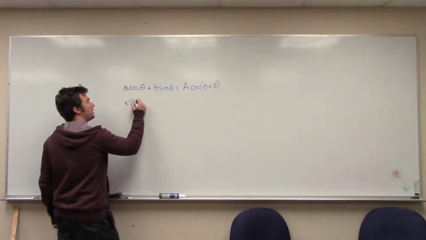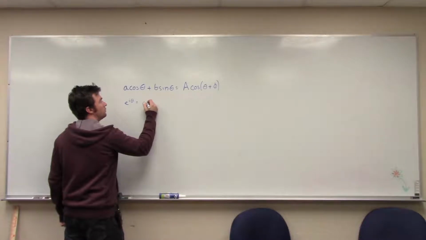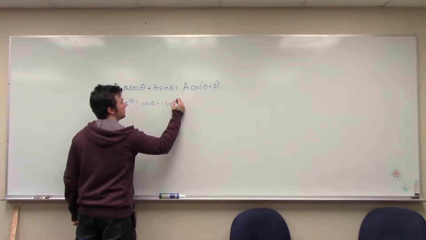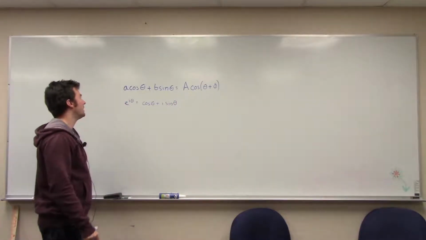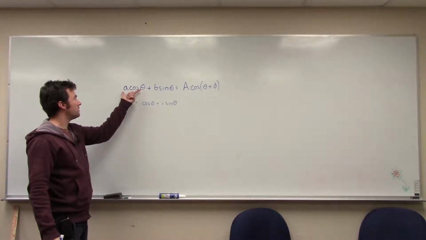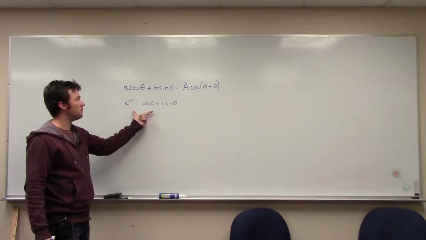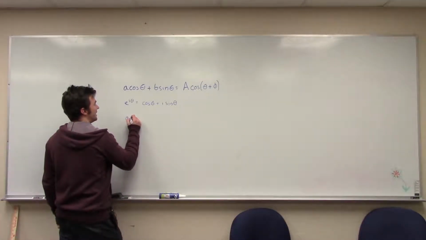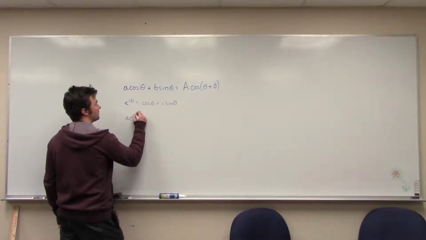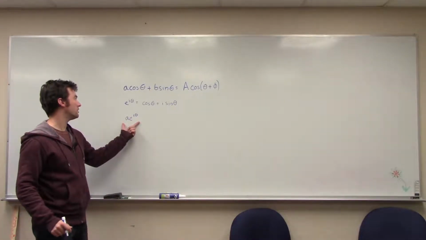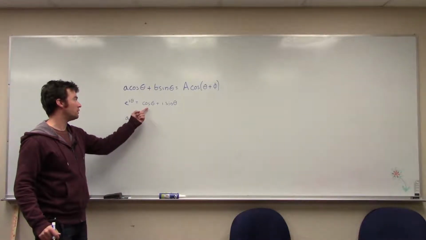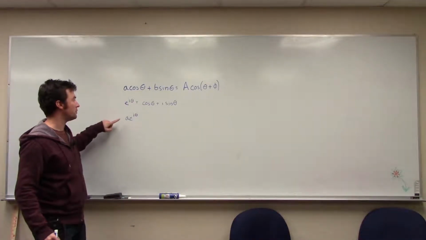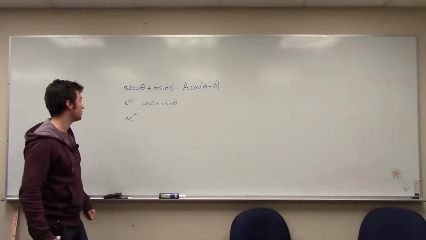Euler's formula, e to the i theta is equal to cosine of theta plus i times sine of theta. And you can see that we can take this and put it in this complex exponential sort of language. I'm going to say a e to the i theta. The real part of this is a cosine theta. That's exactly that. So I'm just writing this term in terms of complex exponentials.